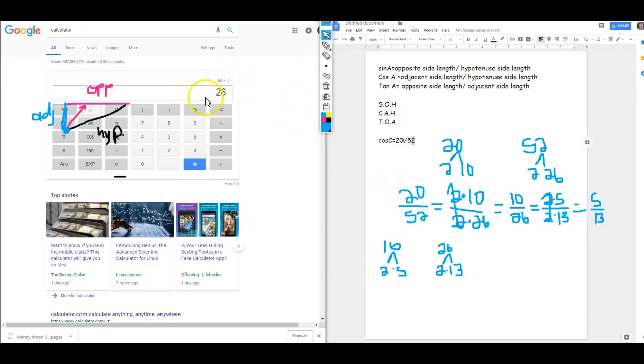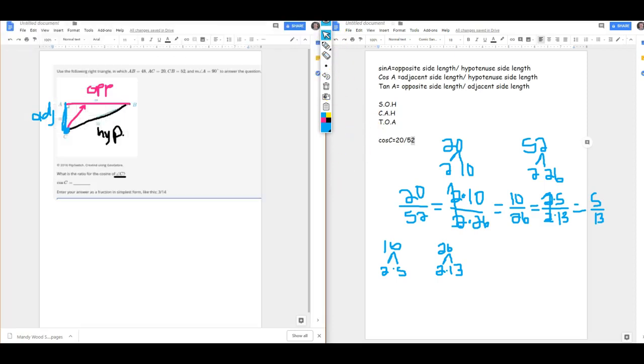And I can verify that. If I started with 20 divided by 52, that equals 0.3846. So I want to make sure that 5 divided by 13 gives me this same decimal. So 5 divided by 13 is equal to 0.3846, which was what we had. So when you enter in your answer, the simplest form is 5 divided by 13. I hope that helps.